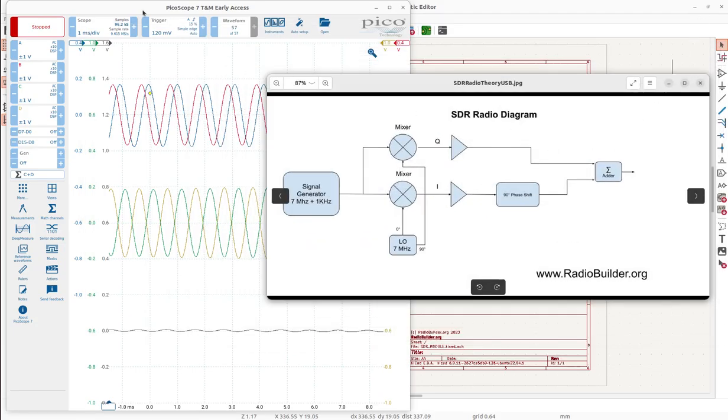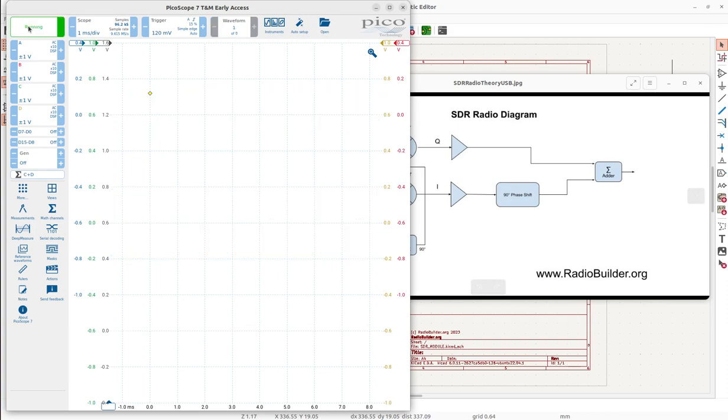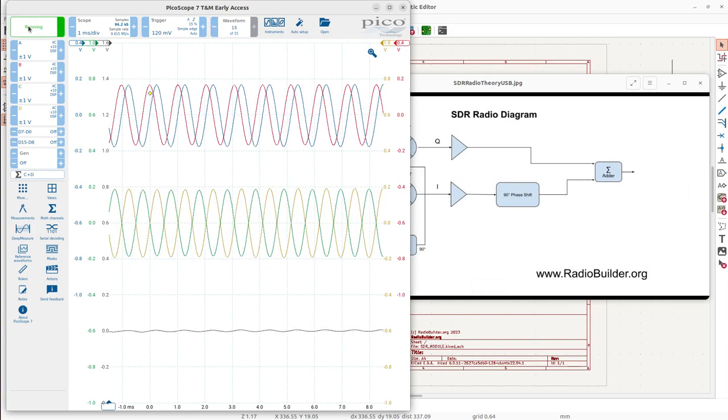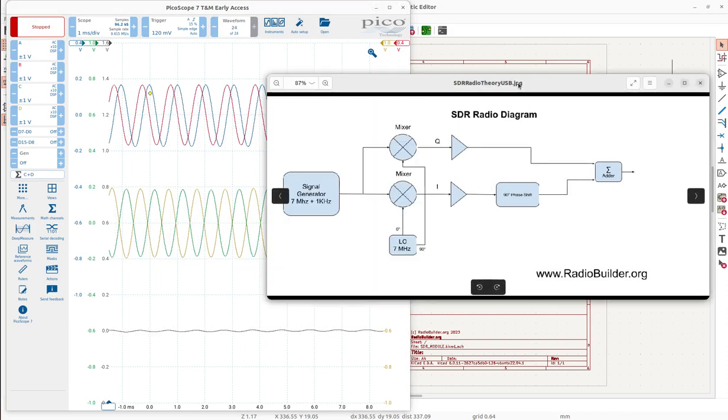So I'll just start this up. We're set up right now on the upper sideband, and the top two are the I and the Q. So the blue is the Q and the red is the I. And the only thing to really note is that the red is leading the blue, or the I is leading the Q by 90 degrees.